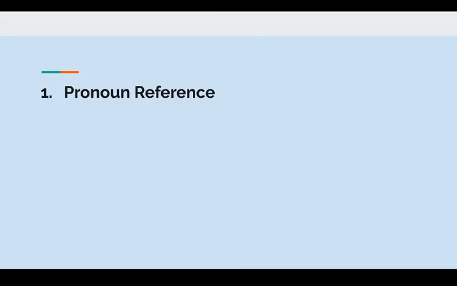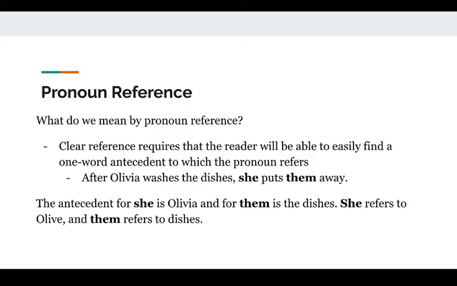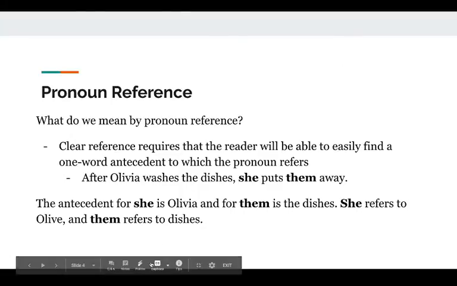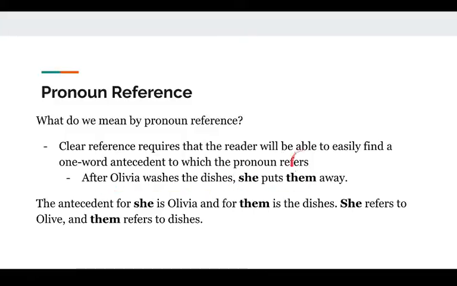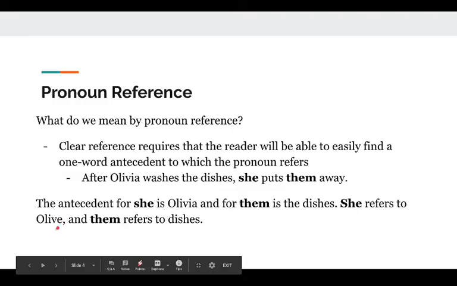So the first topic is pronoun reference. What do we mean by pronoun reference? A clear reference requires that the reader will be able to easily find a one-word antecedent to which the pronoun refers. So after Olivia washes the dishes, she puts them away. In this sentence, the antecedent for she is Olivia and for them is the dishes. So she refers to Olivia, and them refers to dishes. She puts them away: Olivia puts the dishes away.